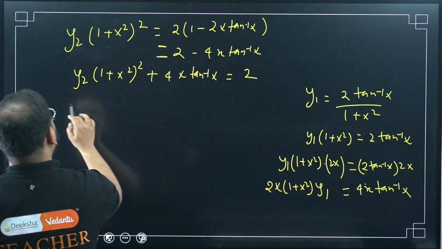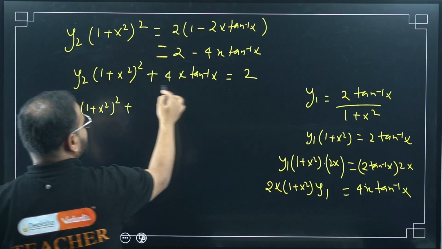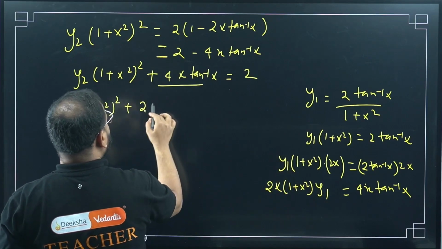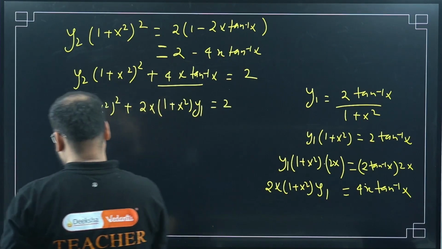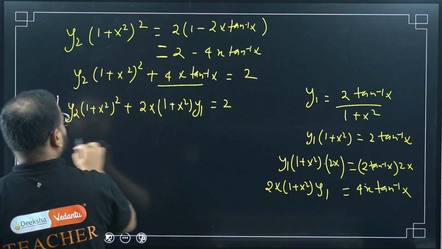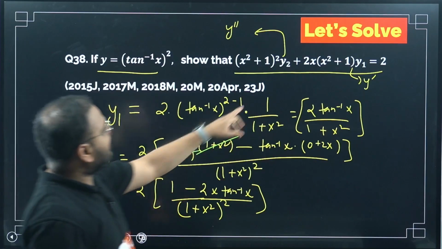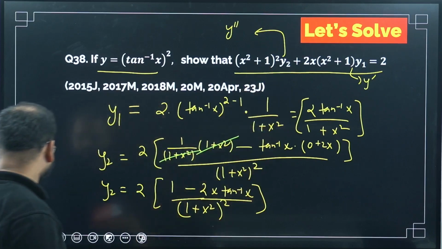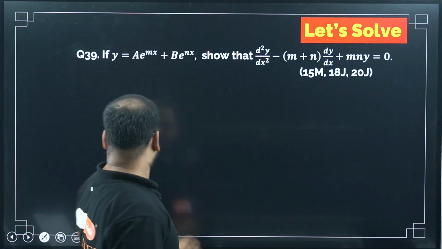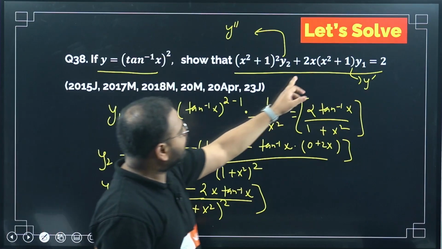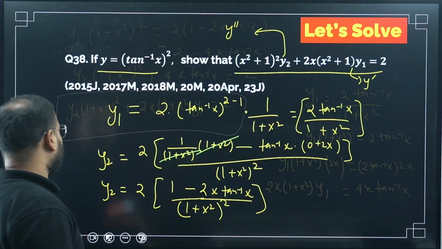So let's replace this here. y2 times 1 plus x square the whole square. This thing can be written in this form, plus 2x times 1 plus x square times y1 equals 2. Please cross check. y2 times 1 plus x square the whole square, next, 2x times 1 plus x square times y1, next, equals 2.